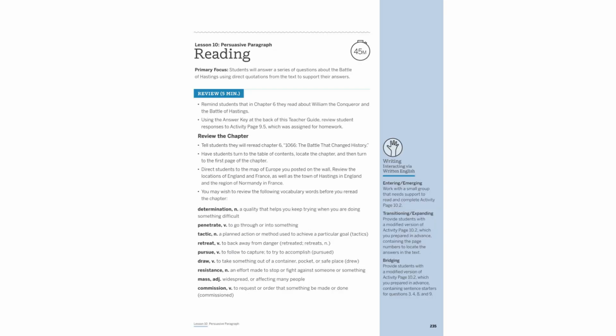Students will delve into Chapter 6, focusing on William the Conqueror and the Battle of Hastings. Review the map of Europe, highlighting England, France, and Hastings. Key vocabulary includes determination, penetrate, tactic, retreat, pursue, draw, resistance, mass, and commission. Use these terms to understand the historical context and strategies employed during the battle.